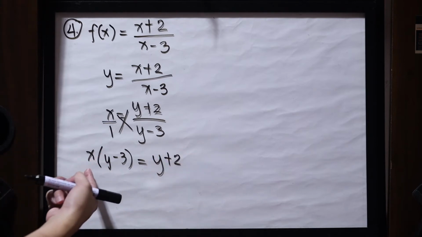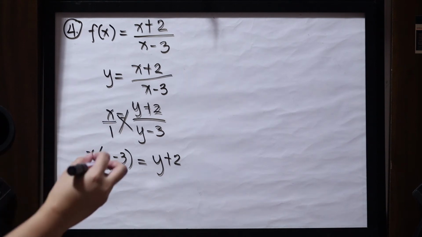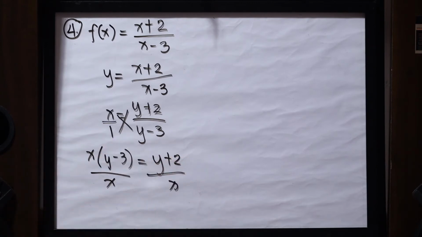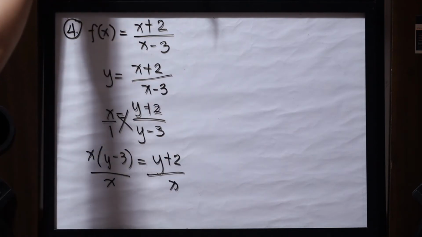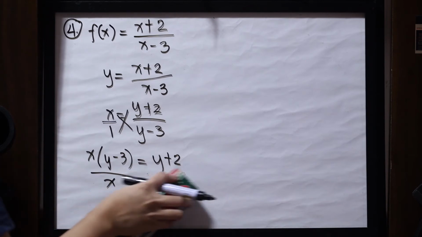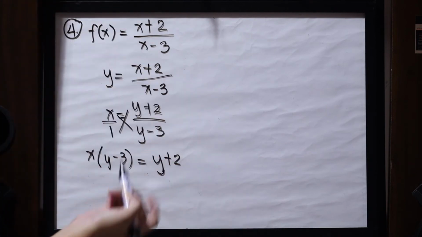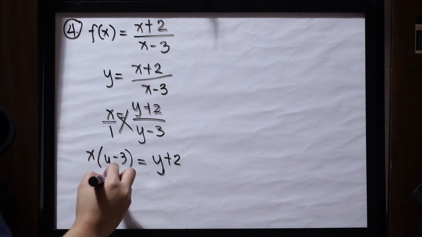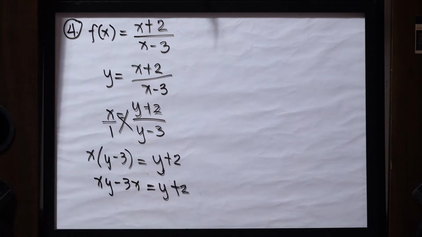And then next, we distribute x to y minus 3. Hindi po pwedeng sabihin nyo lang na, ma'am, divide lang natin siya by x. Kasi kung i-divide mo lang din siya by x, edi magkakaroon na naman kayo ng fraction. Kaya nga tayo nag-cross multiply to eliminate the fraction or to eliminate the rational function. So, ang gagawin nyo po is, we really have to distribute x to y minus 3. So, we'll have xy minus 3x is equal to y plus 2. O, di ba wala tayong nakuhang fraction.